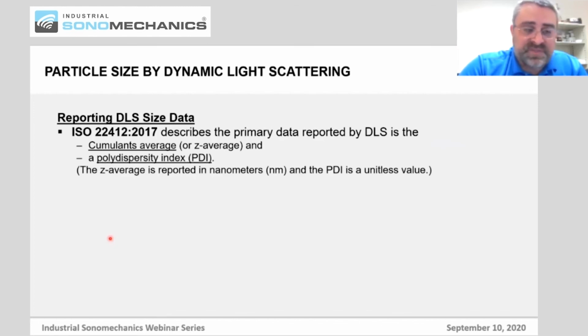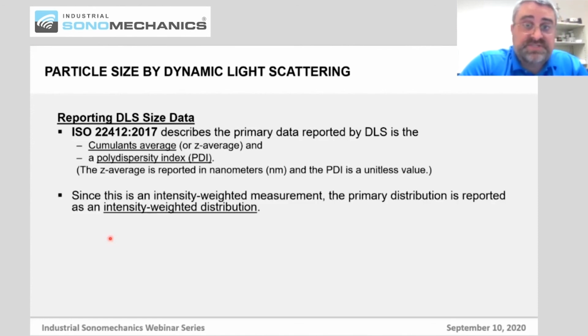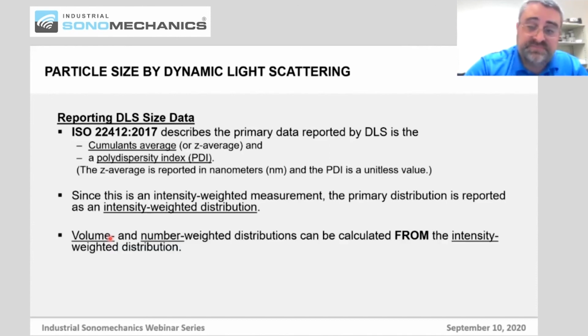It's usually a value between 0.01 or 0.001 up to about 0.7. Anything above 0.7 for polydispersity tends to be too broad for dynamic light scattering to really work well. Since this is an intensity weighted measurement, the primary distribution data is reported in terms of an intensity weighted distribution. You can also calculate a volume and a number weighted distribution from the intensity weighted distribution. However, there are some additional assumptions that are made in how this data is calculated.